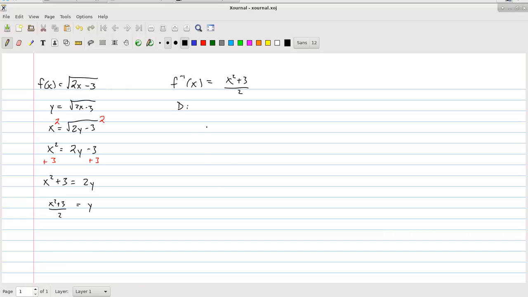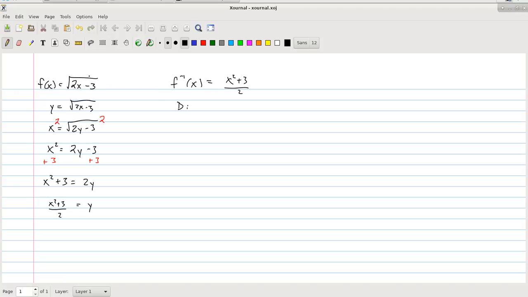Now, it's tempting to look at the implied domain of this function and say that this is always defined. So you might be tempted to say the domain is all real numbers. But they didn't ask for implied domain. They asked for the domain. Since this came from the inverse of another function, the domain of this function is the range of the original.